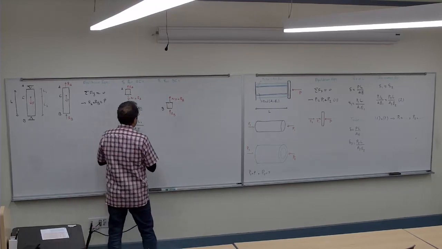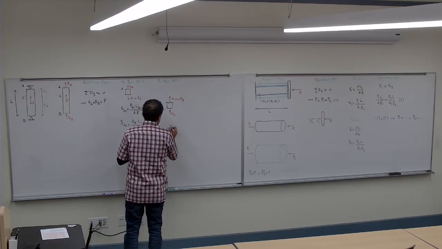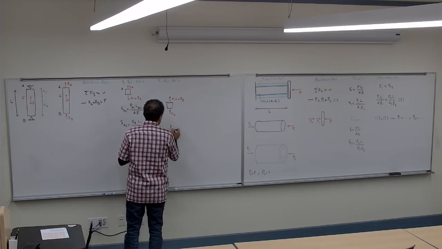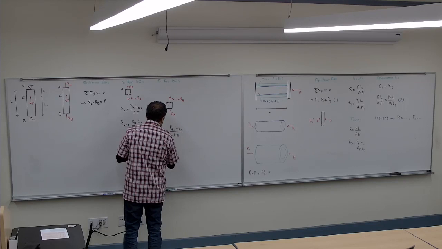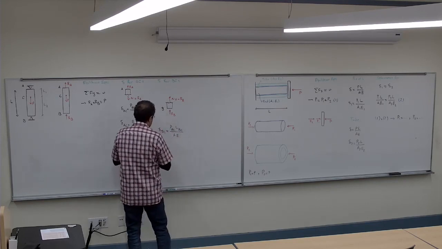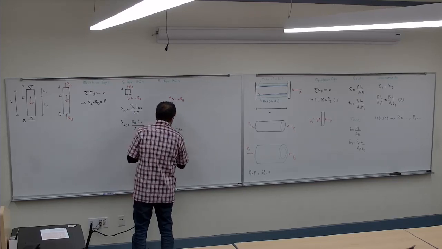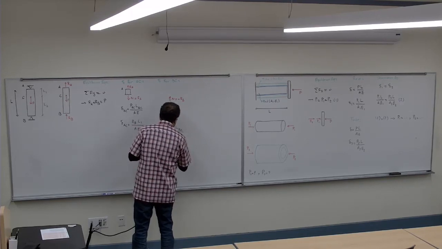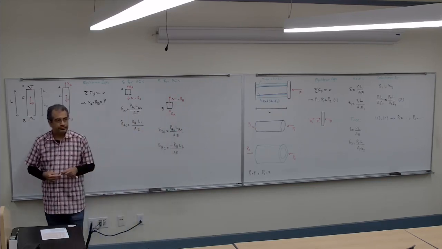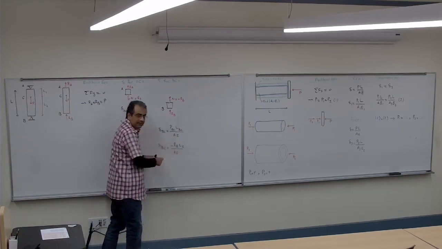So delta in the BC is going to be force in the BC, the length of the BC, divided by area. So delta in the BC is going to be minus RB L2 AE. So this one compress, this one stretch.